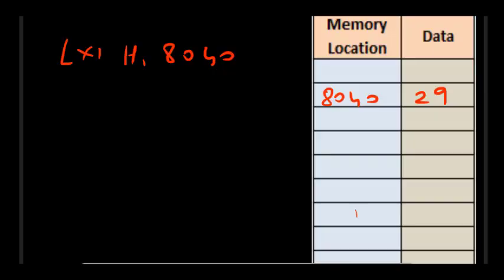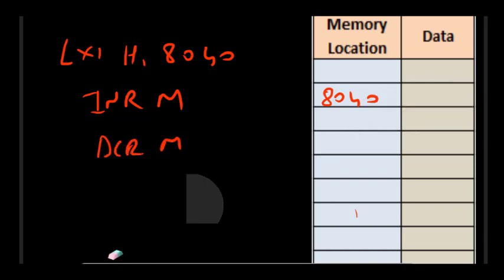Suppose we write LXI H 8040, and 8040 contains 29. Now if I write INR M, it will increment the content of the memory location pointed by HL by 1. So this 29 will become 30. And if we write DCR M, it will decrement by 1.